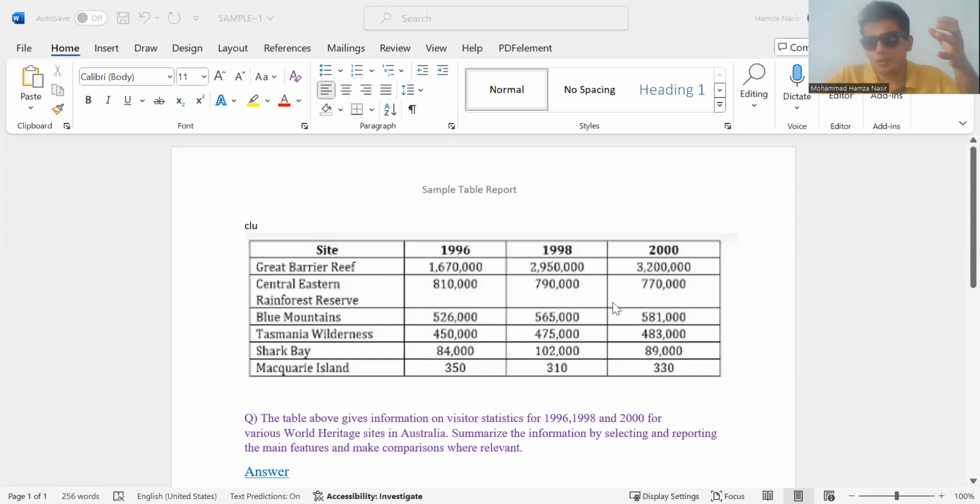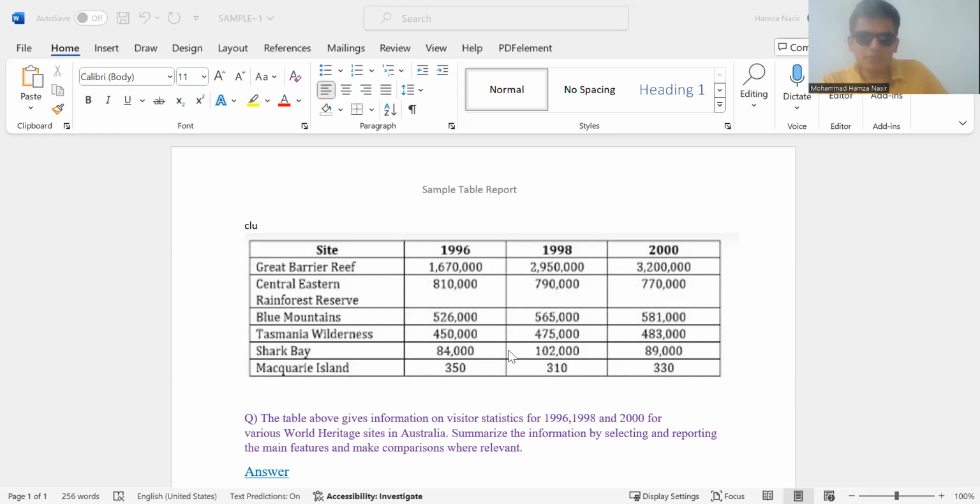One column corresponds to the site, and they have given us different sites, right? We got Great Barrier Reef, Central Eastern Rainforest Reserve. You got Blue Mountains, you got Tasmania Wilderness, you got Shark Bay as well as Macquarie Island, right?